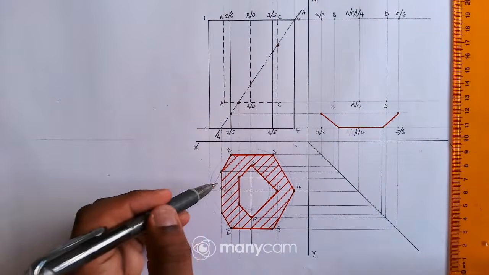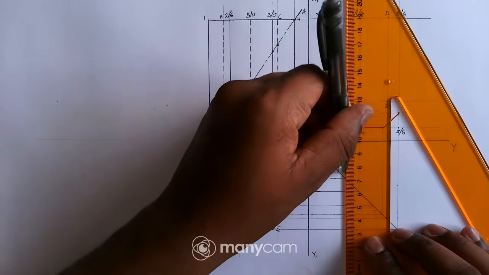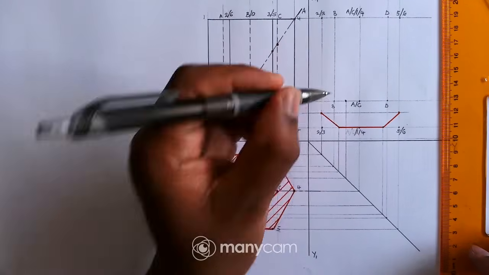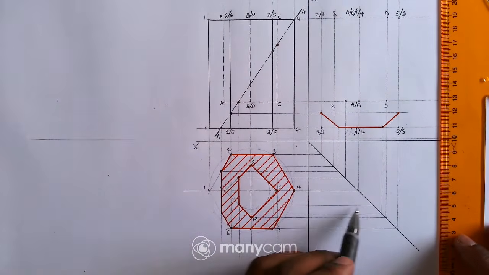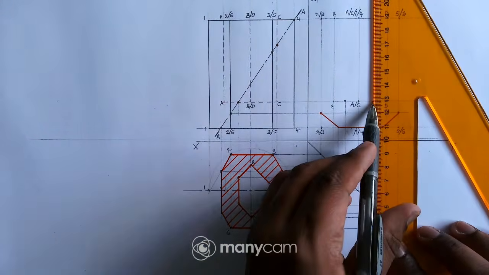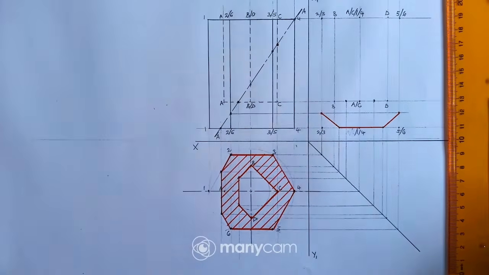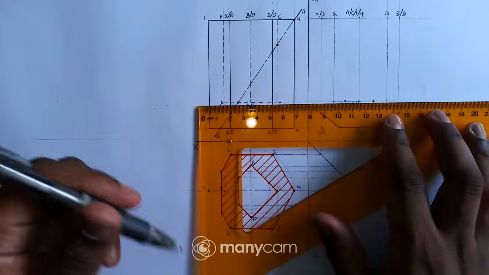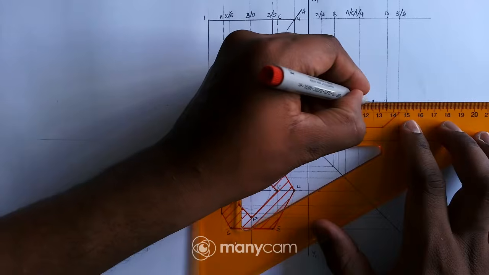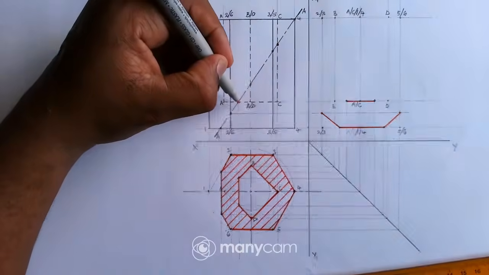Now remember I was projecting this point, so that point must be on line AB, and line AB is just there, so I can mark a point there. Also this point must be on line AD. AD is there, so I can mark a point there. Then I can just connect these 2 points, just like that. Then I'm done with this point.